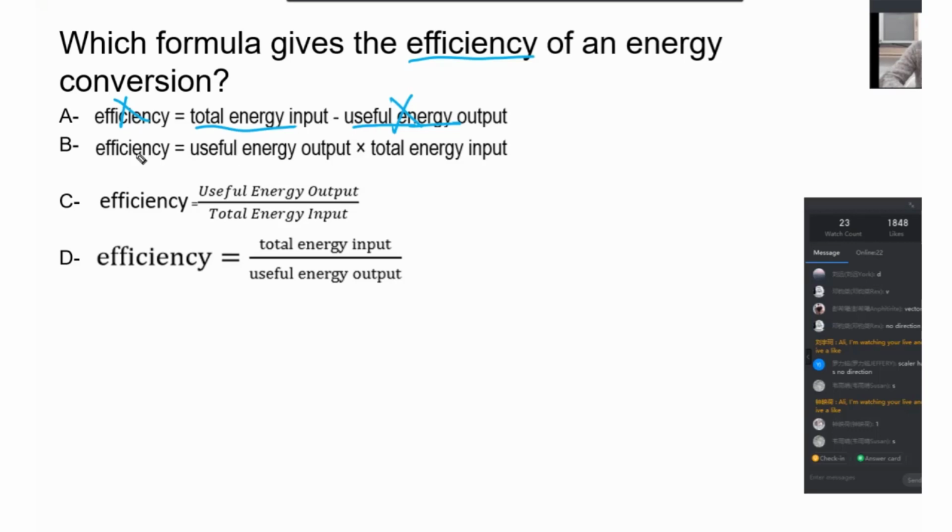Now we move on to the next one. Efficiency. Let me write down the formula for efficiency here.